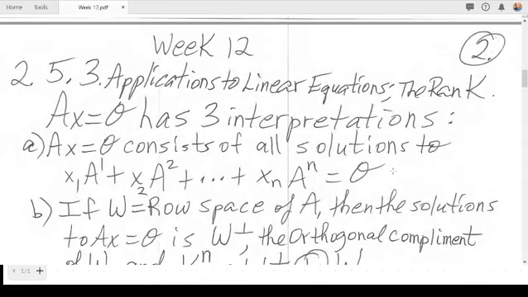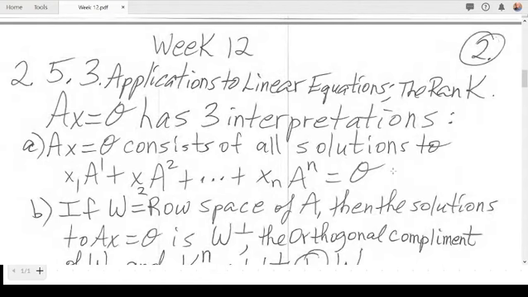Section 5.3 is applications to linear equations. We've already discussed the rank of a matrix for the matrix version. We know that the rank of a matrix is the dimension of the column space or row space of a matrix, which translates as the number of non-zero rows in the row-reduced echelon form.